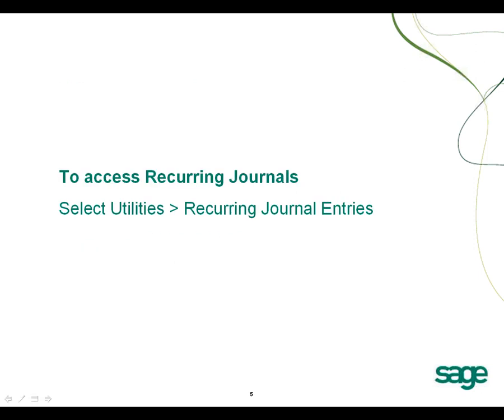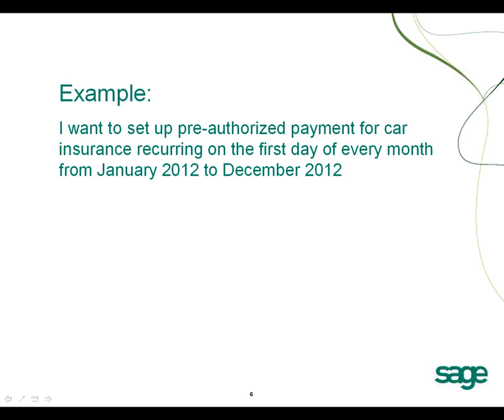To access recurring journals, click Utilities on the menu and select the Recurring Journal Entries option. I'm going to show you a few examples of how to use recurring journal entry. In the first example, I want to set up a pre-authorized payment for car insurance recurring on the first day of every month from January 2012 to December 2012.